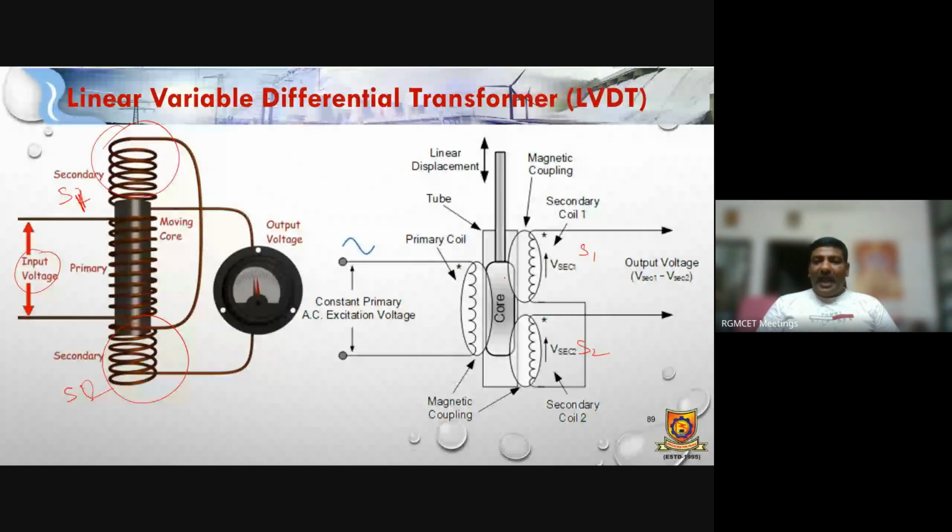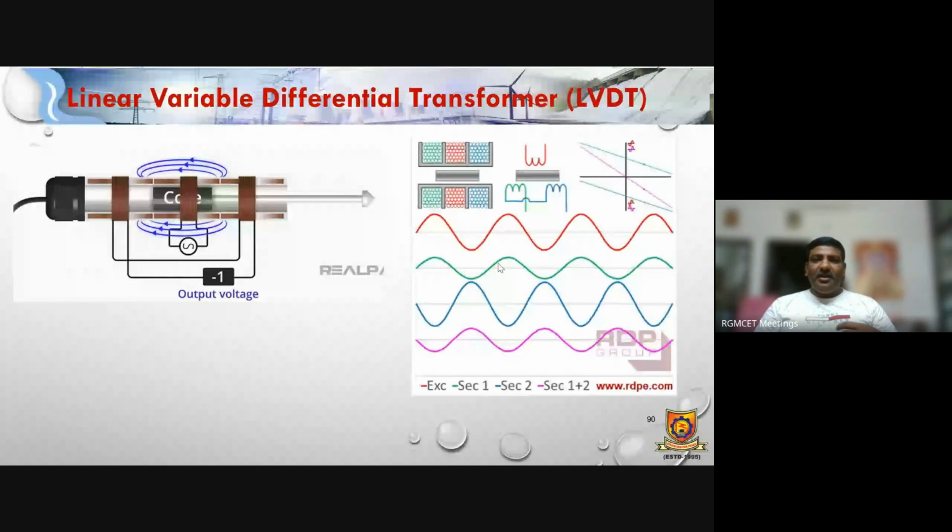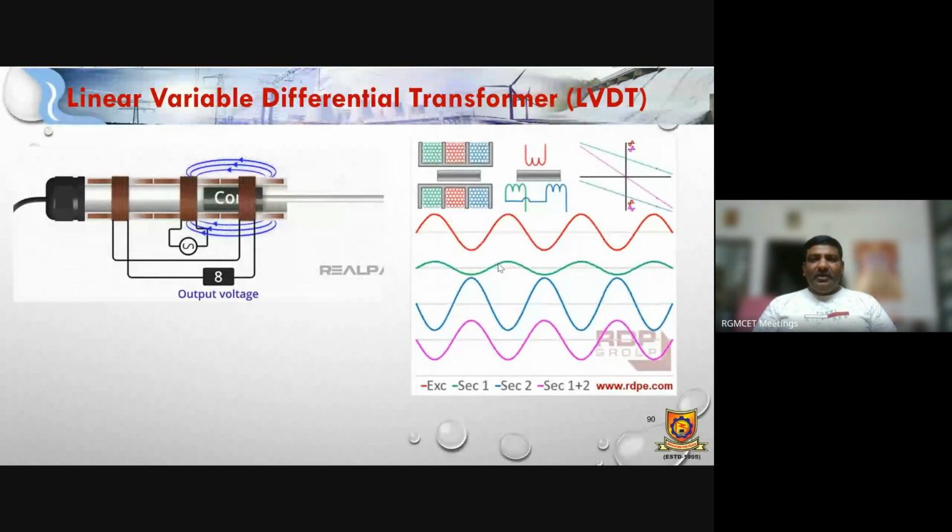Now we can have a core. The core can be moved in either direction. Sometimes it will move towards the secondary 1 coil, sometimes towards secondary 2. We can see the animation. Already we have gone through this animation in the previous class.